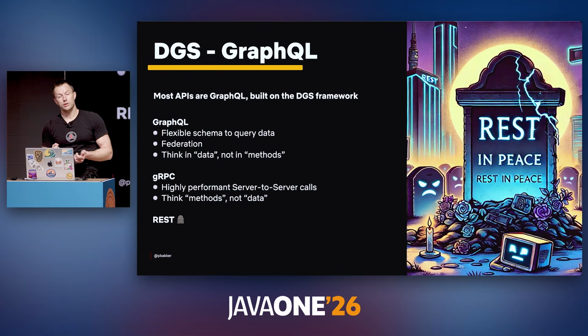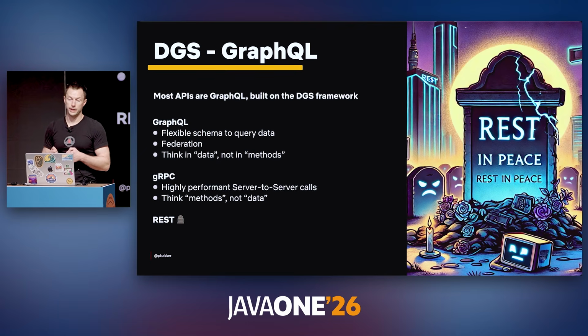And when we think about GraphQL, you should think in data, not in methods. So it's not about calling a method on another service. No, it's about the data that is available from that service. Now, on the other side of things, if we do server-to-server communication, where you don't really care about this flexible data, because you mostly just want the same thing every time, but you do care about the highest performance you can get, we use gRPC. That is a super efficient protocol, and there we think about methods. I'm calling a method on another service, and not so much about data. So we have two different mechanisms for these two different types of use cases.